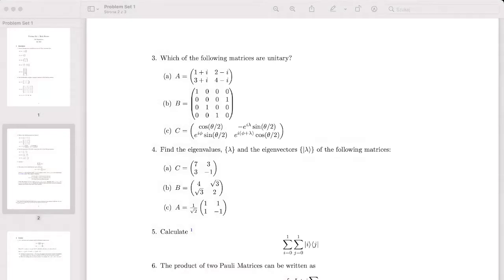So we just have to compute Hermitian conjugates of these matrices and find out whether the product of this matrix and its Hermitian conjugate is a unit matrix. Okay, so the first one is 1 plus i, 2 minus i, 3 plus i, and 4 minus i. Okay.